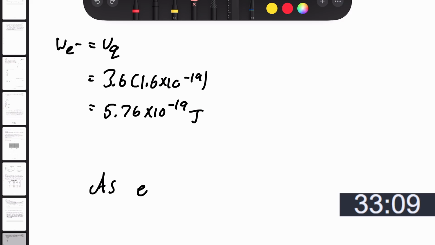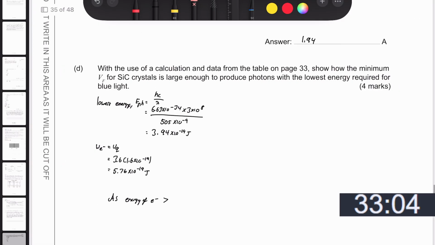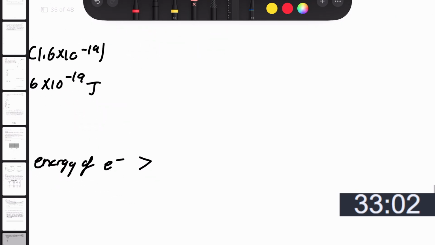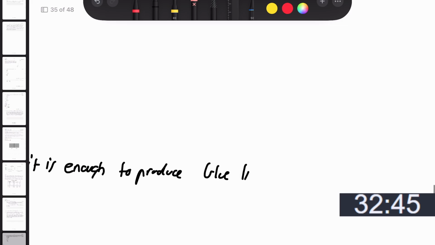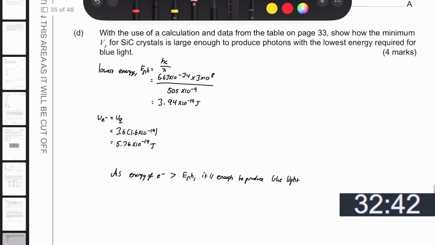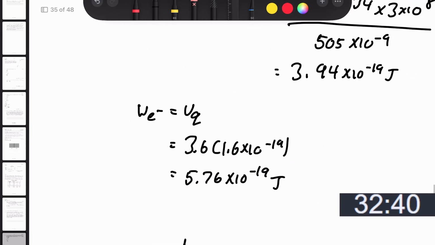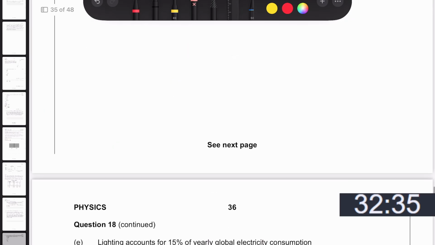So as the energy of the electron is greater than E_PH, it is enough to produce blue light. Enough to produce blue light. So the energy of the electron, that's that.